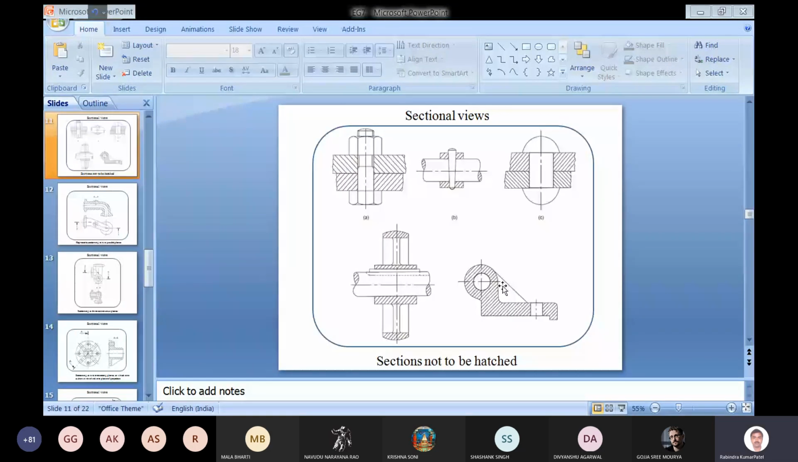Similar to this, here the object has not been shown, but here also a thin part is there. That's why sectioning has not been shown here. The object has not been shown here. Otherwise, it may be more clear. But here, due to that, the sectioning has not been done here also.